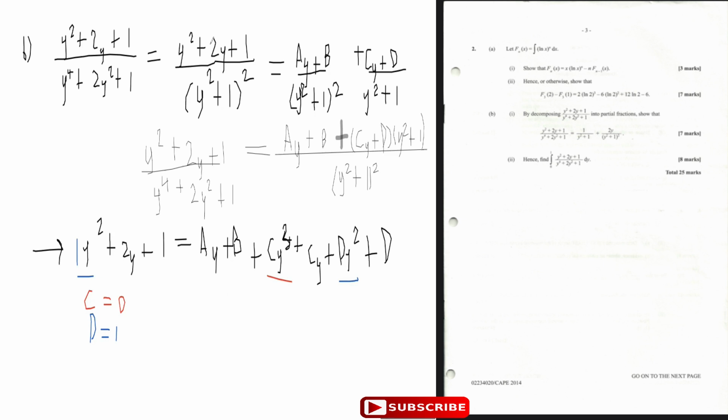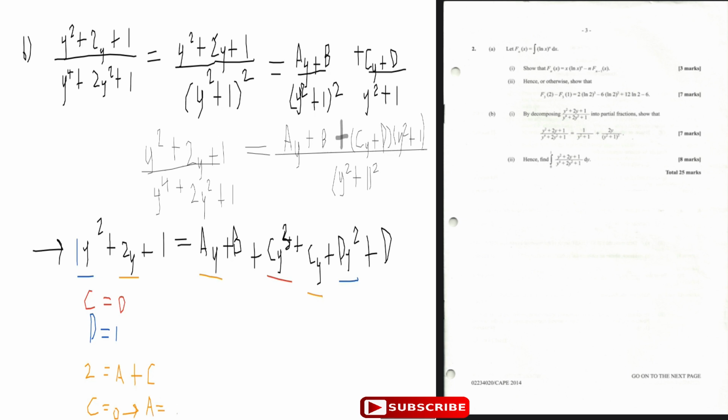Let's equate now y terms. Equating y terms, we have 2y here, and we have ay plus cy. So what that is telling us is that 2 is equal to a plus c. But c is 0. Remember, c is 0. And so since c is equal to 0, it tells us that a must be 2. A equals 2. Nice.